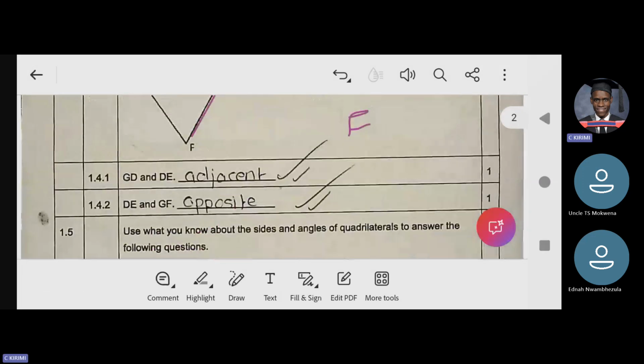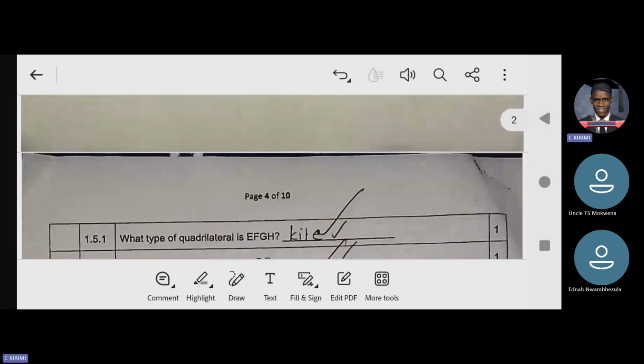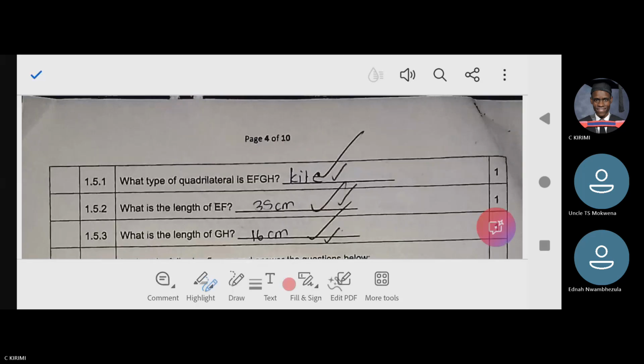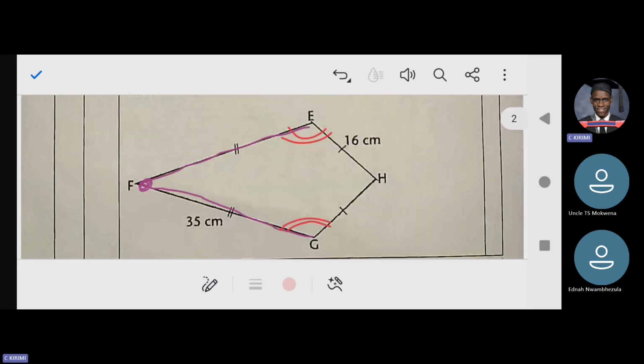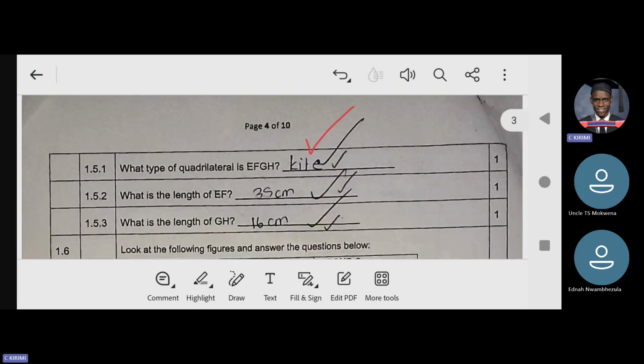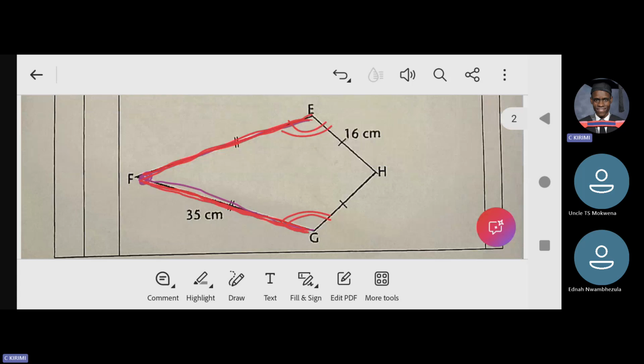All right. So the question is saying, use what you know about the sides and angles of quadrilaterals to answer the following questions. What type of quadrilateral is EFGH? We said it's a kite. Now, what is the length of EF? So you come here, you check EF is this side. And we said adjacent sides on a kite are equal. So what is the length of EF? We know that EF is equals to FG. Because these are adjacent sides on a kite, they are always equal. So if you want EF, you know EF is 35 centimeters. The reason is that adjacent sides of a kite are equal.